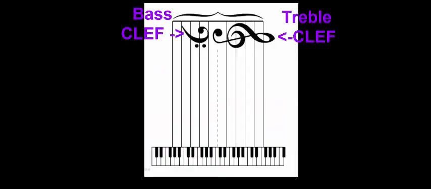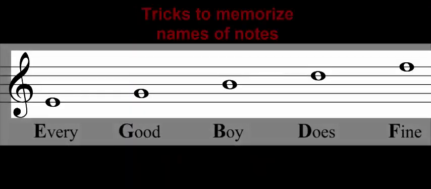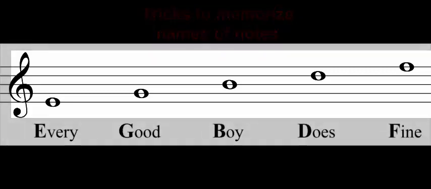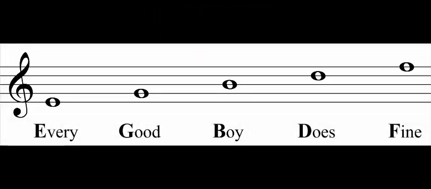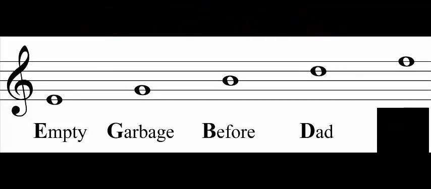In this picture, you can see how the bass clef and the treble clef relate to the low and the high side of the keyboard, the middle C being the middle, highlighted in yellow. There is a way to memorize notes. If we take just line notes with the treble clef, it's E, G, B, D, F, and we can memorize that as a phrase: Every Good Boy Does Fine. I prefer this one: Empty Garbage Before Dad Flips.